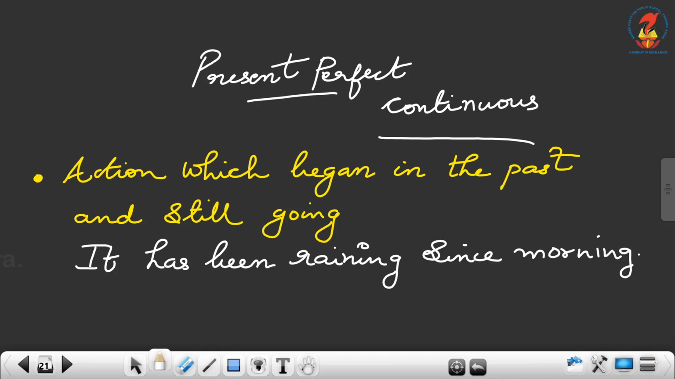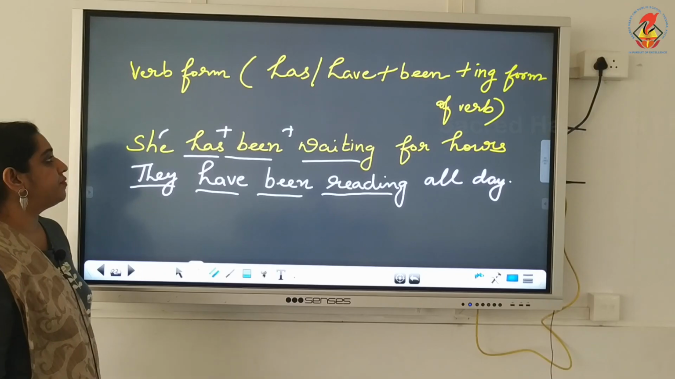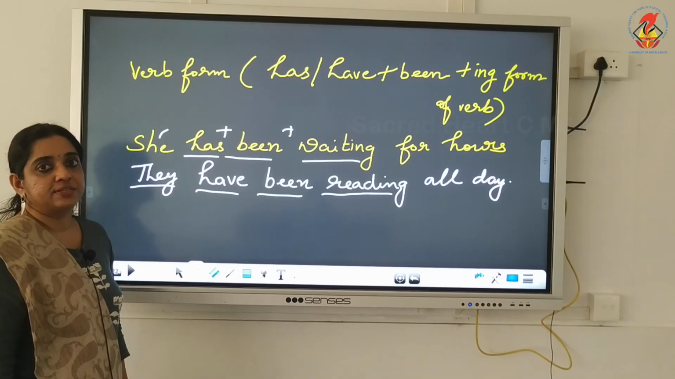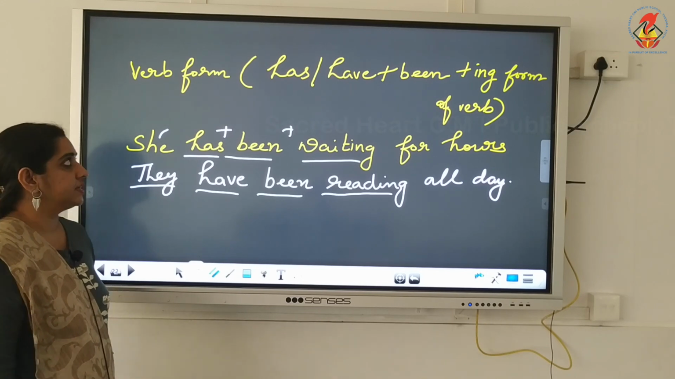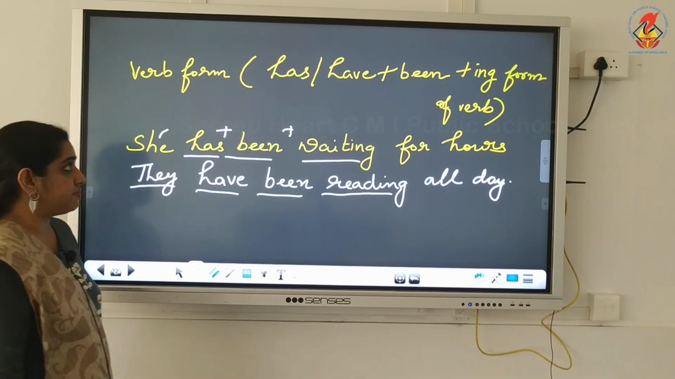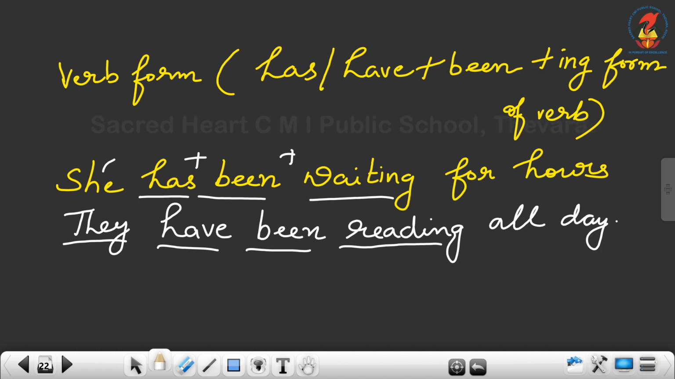Now, coming to present perfect continuous tense, I told you it is an action which is now also continuing, but it has begun in the past and is still going on. It has been raining since morning. That is the example. Now, verb form. How to make a present perfect continuous sentence? Has or have plus been plus the ing form of the verb. Has or have, it depends upon the subject. Has is used with singulars, have is used with plurals.